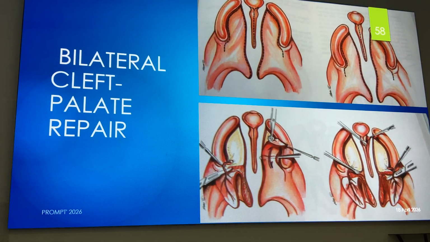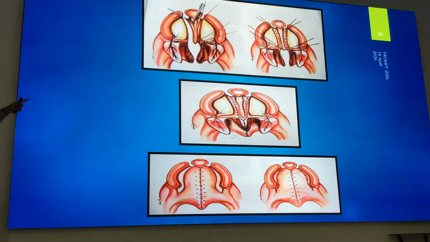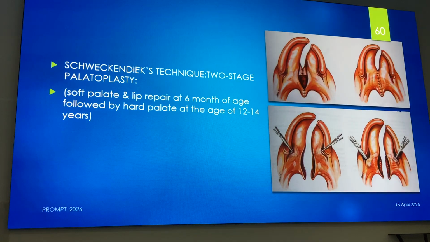Now, in bilateral cleft palate repair, you have a central vomer. So the vomer flaps will be taken from both sides, as I'm showing. You take flaps from both sides, and on both sides you suture them into the nasal layer first. So the nasal layer gets closed. And again, the rest of the procedure is more or less the same as in the complete unilateral cleft.